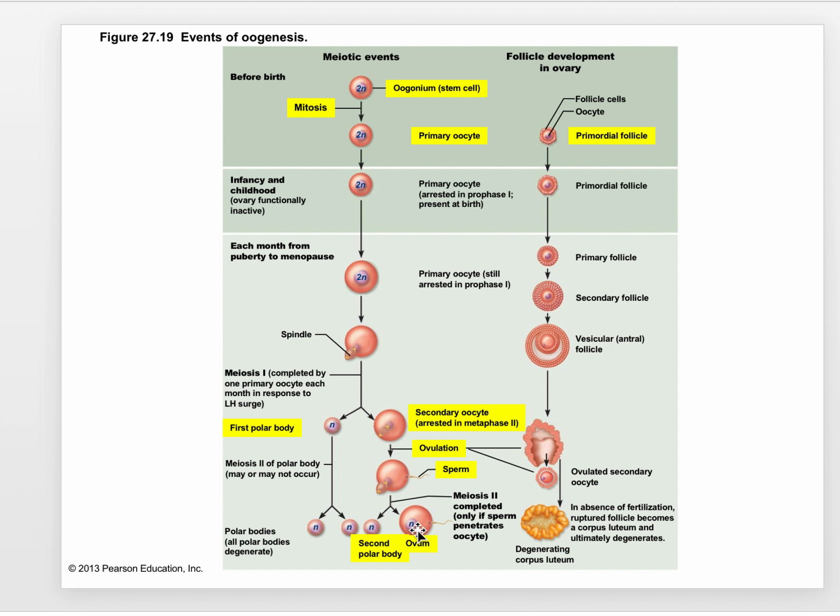This shows the same basic information. You have your oogonium stem cell, mitosis, produces primary oocyte, which stalls out in infancy and childhood, but then puberty starts it back again. So that each month, a primary oocyte is selected to go on to maturation. It starts to divide and stalls out during the second phase of meiosis. It's waiting for ovulation to occur and for penetration by sperm. If it's penetrated by sperm, it divides into ovum and second polar body.